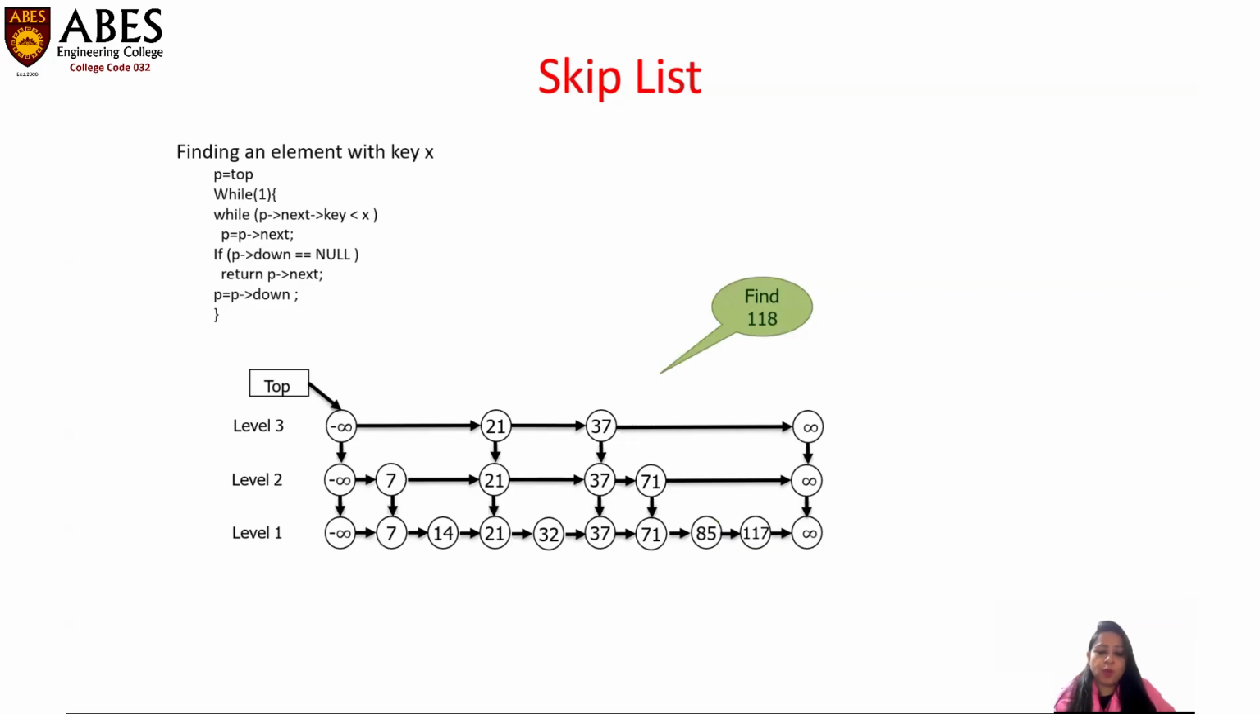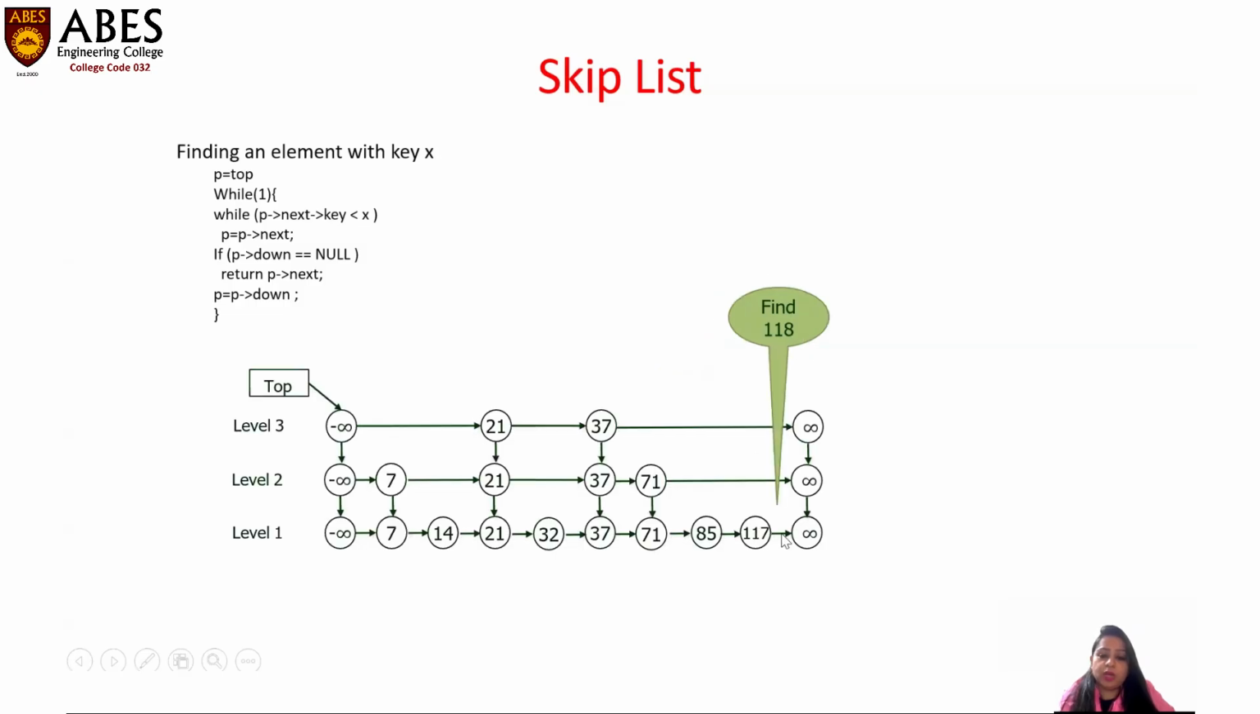Now, if we have to find 118, that can also be done in the same order as we inserted the node 117. P will point to top, that is the minimum value at the last level. Then P will move towards the next value, which has a key value of 21. 21 will move down and go to 37, and 37 will move down, then go to 71. The next pointer will move on to 85, then 117 is less than 118, and we'll insert 118 here.